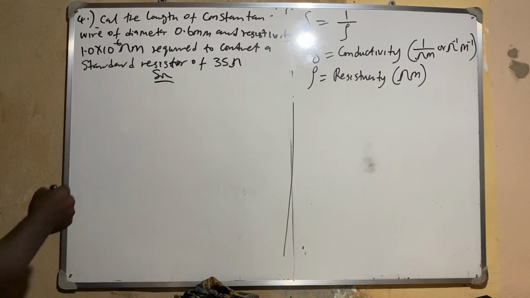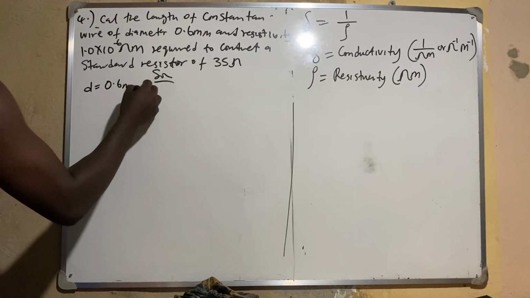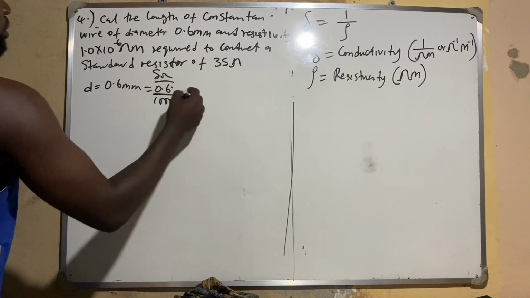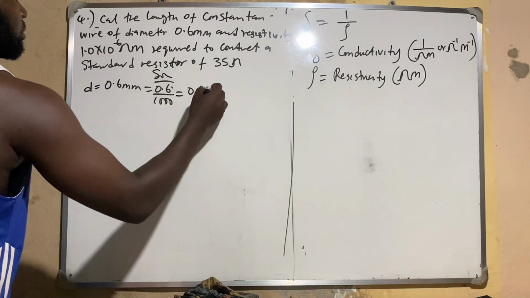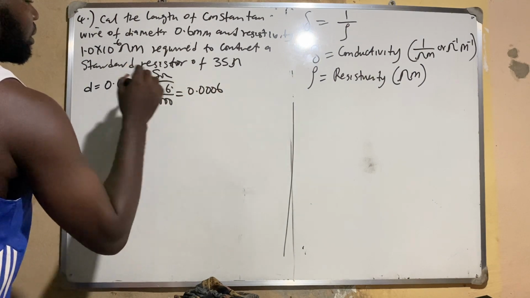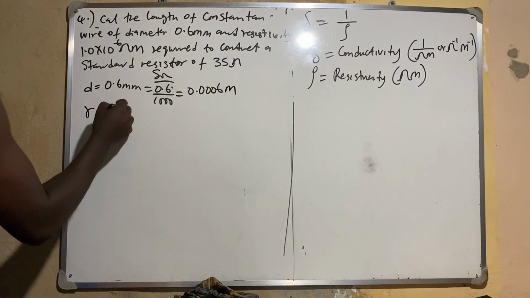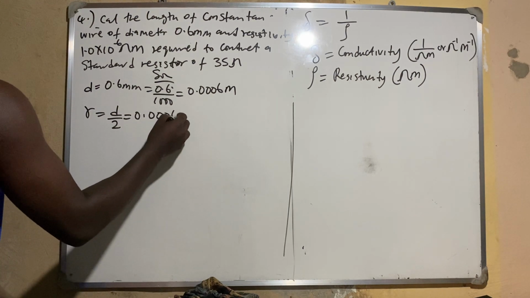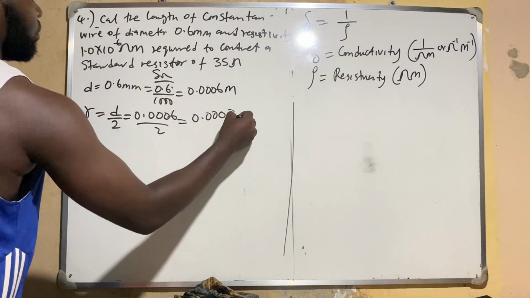Now the first thing they gave us is the diameter, 0.6 millimeter, which is 0.6 divided by 1000, in meters. But I know that radius is half of a diameter, which is 0.0006 divided by 2, which is 0.0003 in meters.